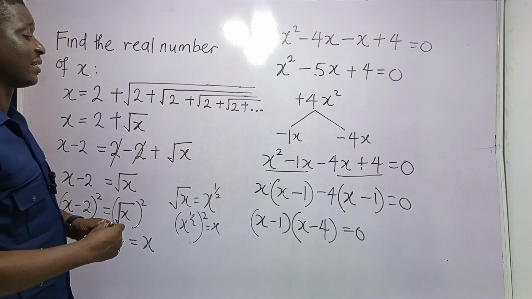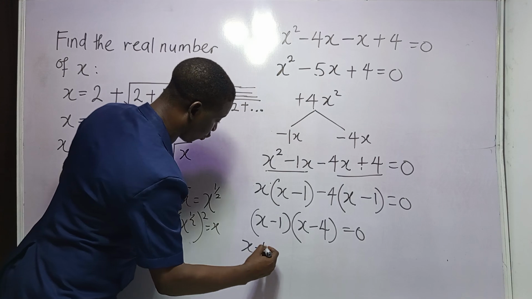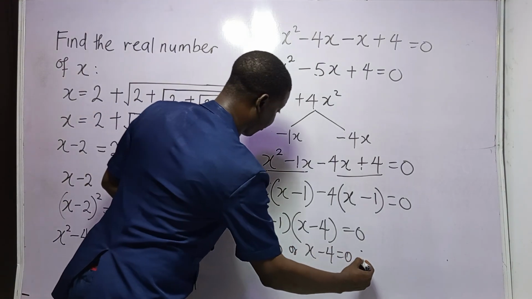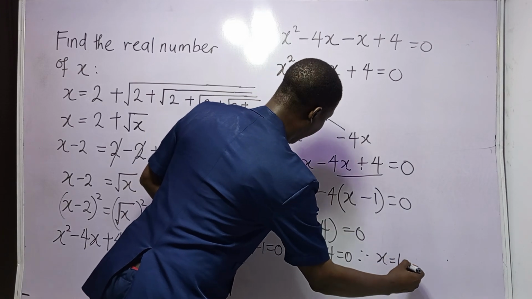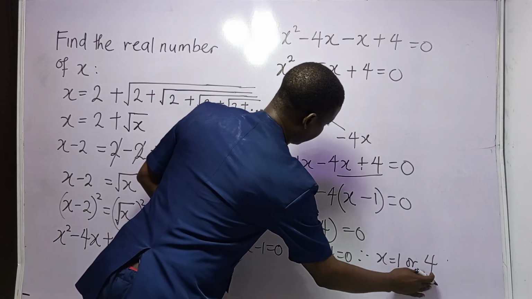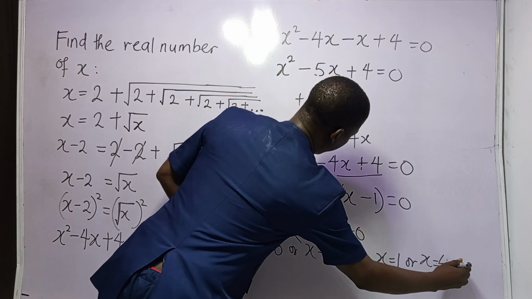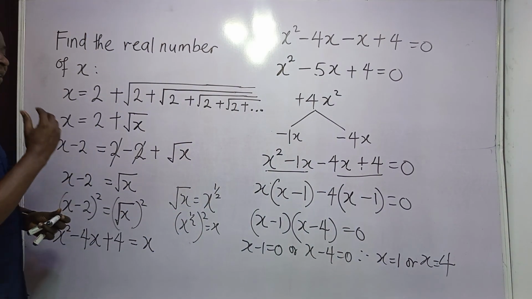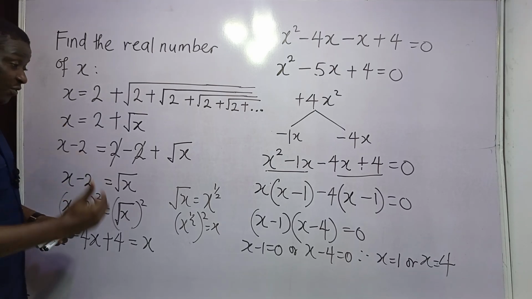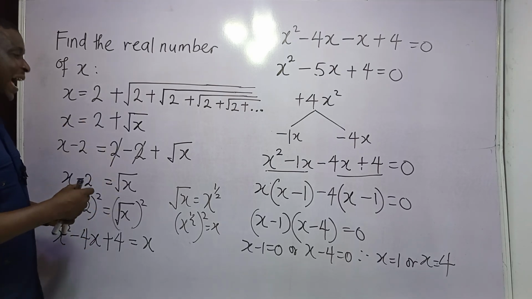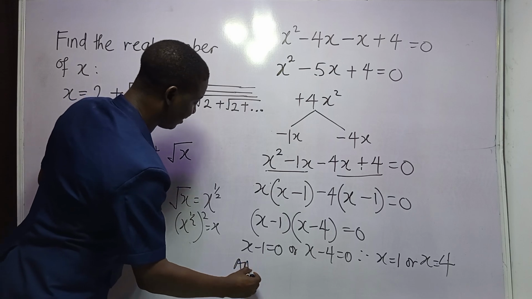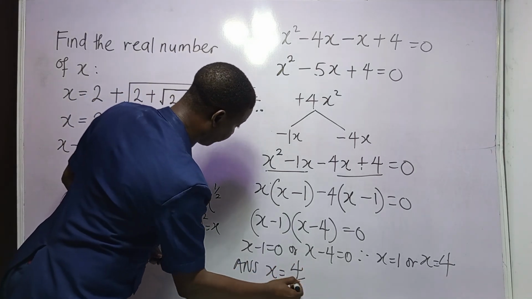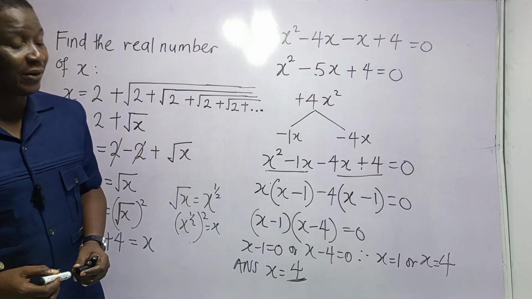So our final answer, if you solve this, will be x minus 1 equal to 0 or x minus 4 equal to 0. So our final answer will now be x equal to 1 or x equal to 4. But I warned you before we started that our answer cannot be less than 2 or equal to 2, it should be higher than 2. So the answer for x, which is a real number, is equal to 4. That will be our final answer.